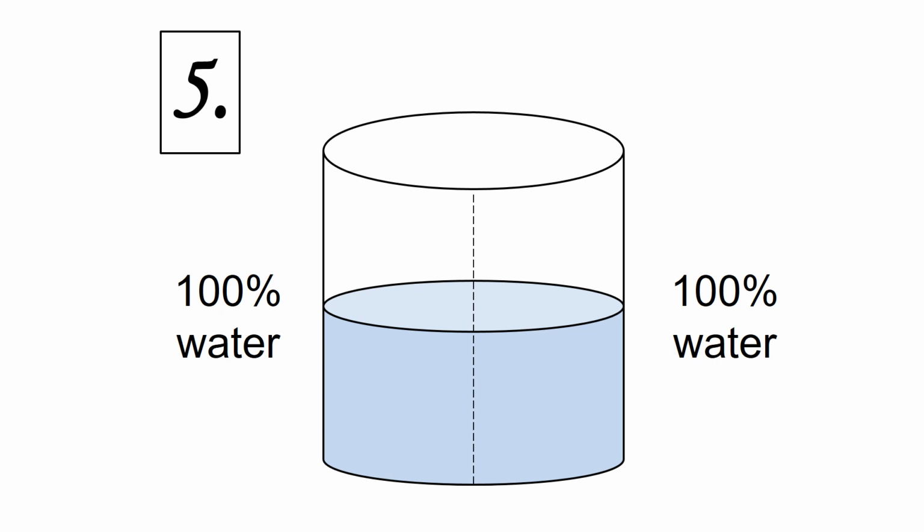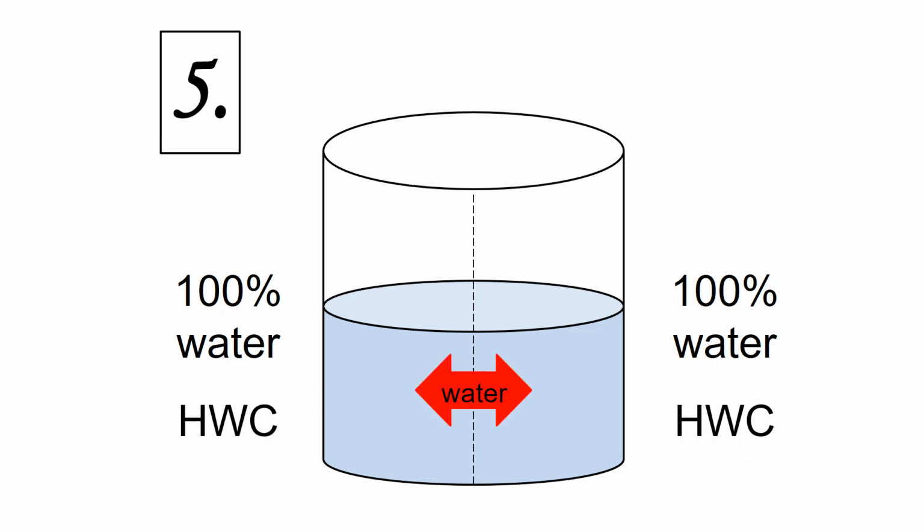And finally this one, you've got pure water on one side and pure water on the other side. There's no concentration gradient there, so you're not really going to have very much movement of water at all. Okay.